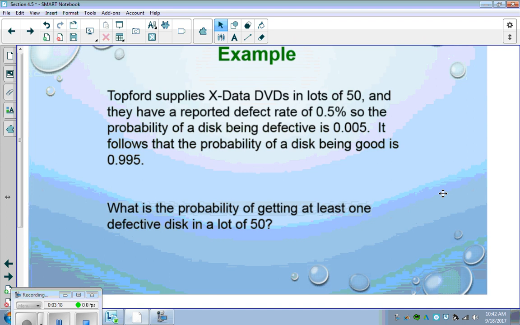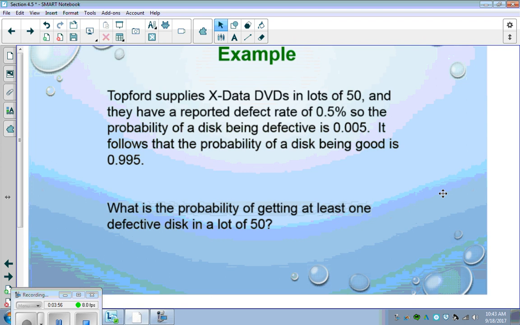So here we go with Topford Supplies, X Data, DVDs, and lots of 50. And they have reported a defect rate of 0.5%. So the probability of a disk being defective is 0.005. Of course, that's just taking your percent and putting it into decimal. It follows that the probability of a disk being good then is 1 minus this, right? So 1 minus 0.005 is 0.995.